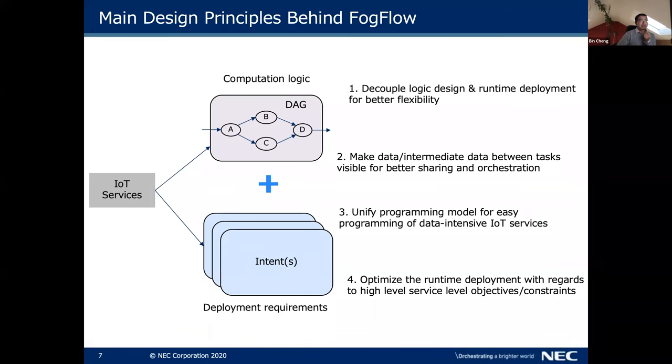Thanks. So in terms of our programming model, we follow the same way as Apache Flink does, trying to unify the programming model for different cases, especially for data-intensive IoT services and data-oriented applications. And then internally, we try to optimize the runtime deployment with regard to high-level service objectives or constraints, like optimizing everything to minimize the cost or to minimize the latency. Even for machine learning applications, you may consider covering application-level requirements in terms of accuracy. This is still ongoing, and we try to optimize the pipeline by taking these application-level requirements into account.